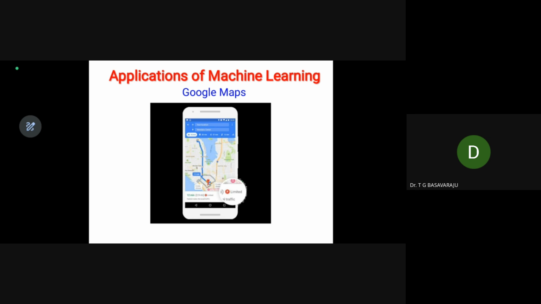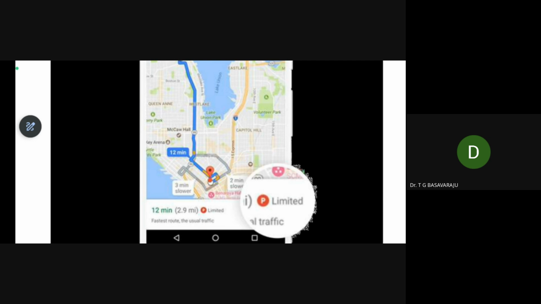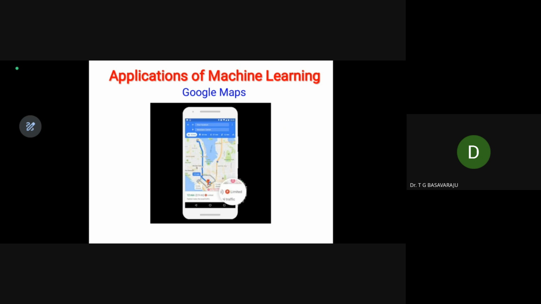And in Google Maps, here also the routes would have been already trained, and dynamically we will be able to find out which is having a traffic route and which is a non-traffic route, and Google automatically diverts you back to the non-traffic route. So these are all the applications of machine learning again.